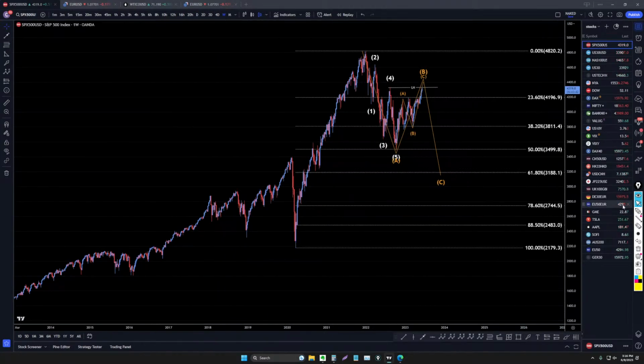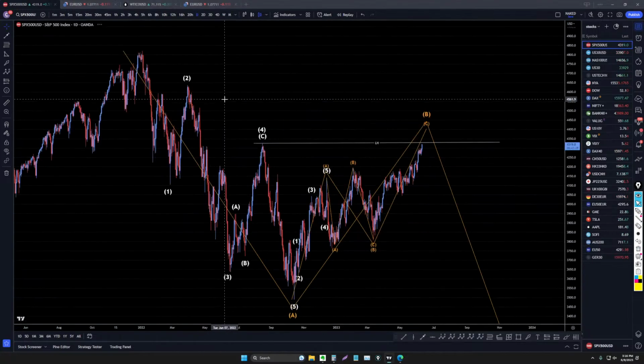I mean, there's always a possibility that it just keeps going up, but to me, it seems like this is a wave B. A, B, C of B, and then back down again. So it does seem like it's more likely to go down.